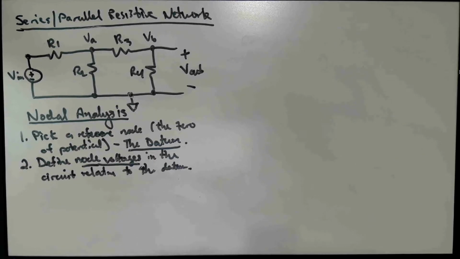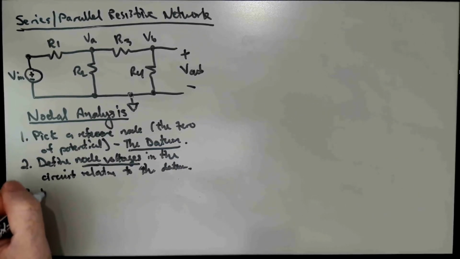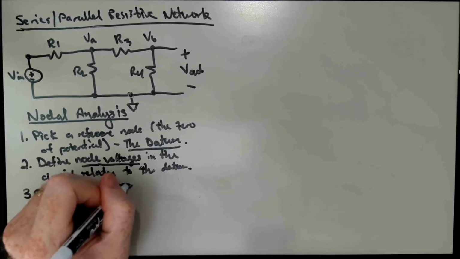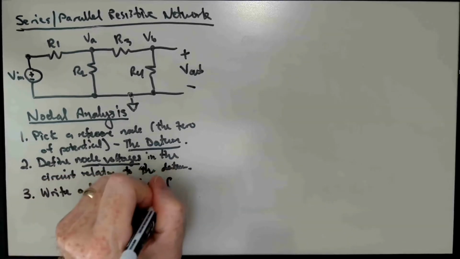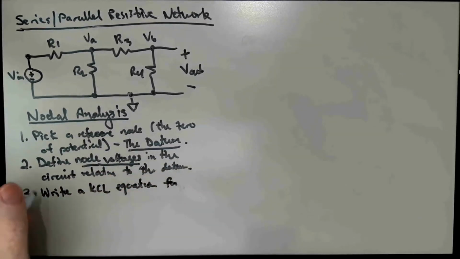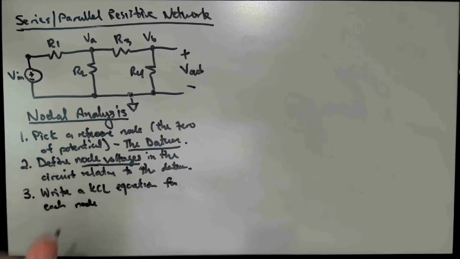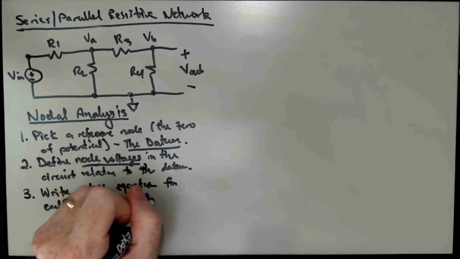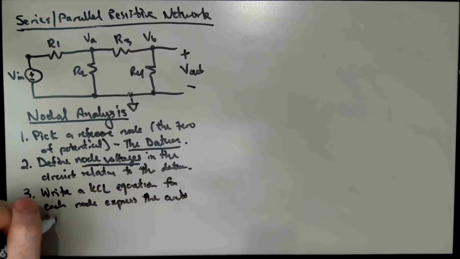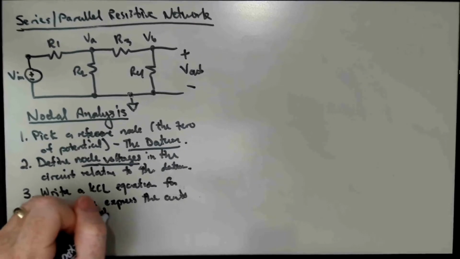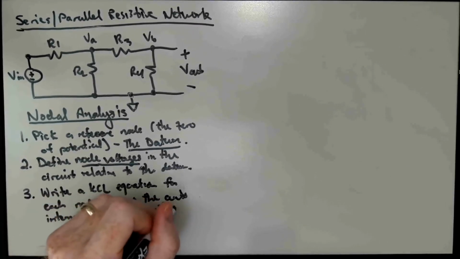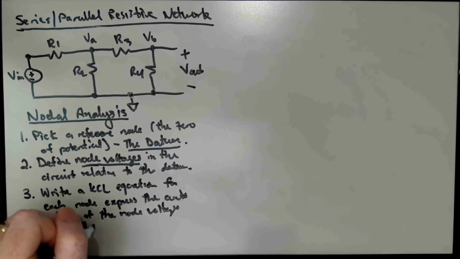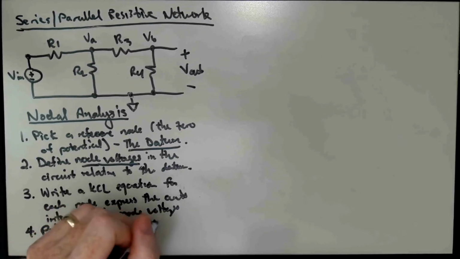So the third step is: write a KCL equation for each node that's not the datum, and express the currents in terms of the node voltages. Then put it in a matrix and solve.